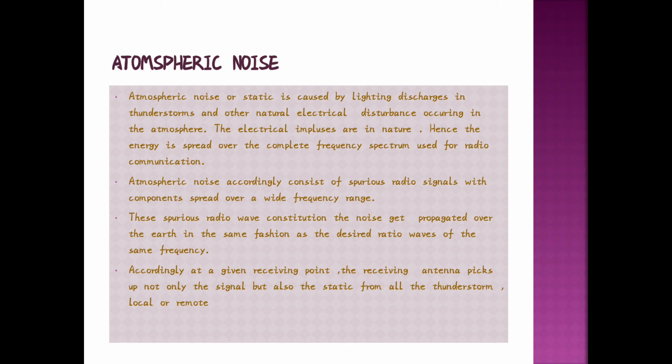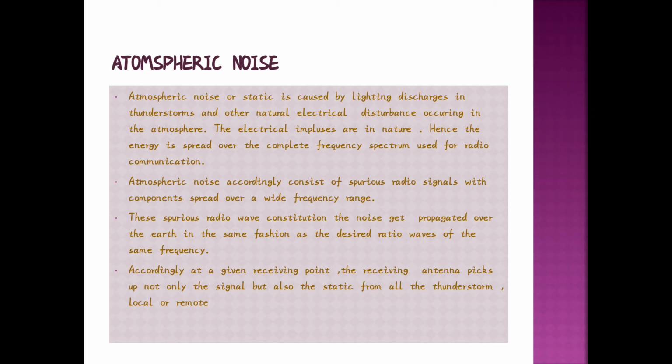Atmospheric noise. The atmospheric noise, or static, is caused by lightning discharge in thunderstorms and other natural electrical disturbances occurring in the atmosphere. The electrical impulses are impulsive in nature. Hence the energy is spread over the complete frequency spectrum used for radio communication. The atmospheric noise accordingly consists of spurious radio signals with components spread over a wide frequency range. Spurious is the key point of atmospheric noise.